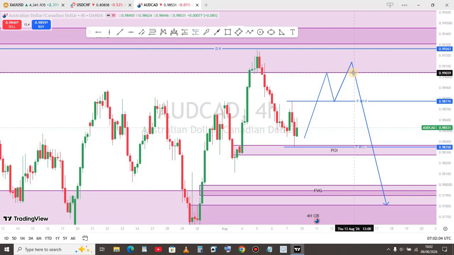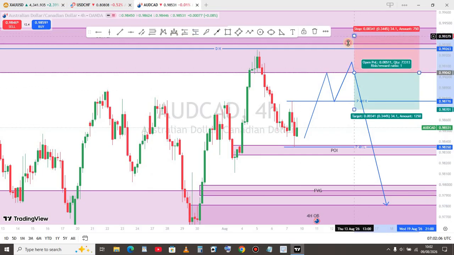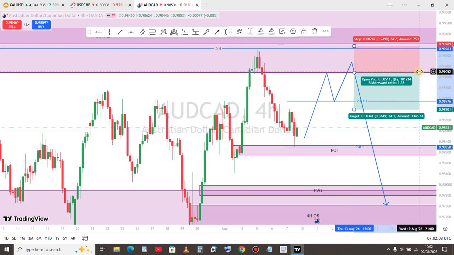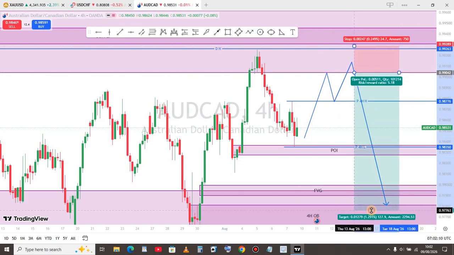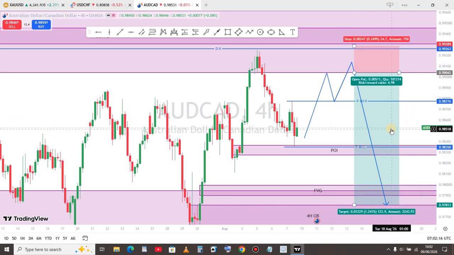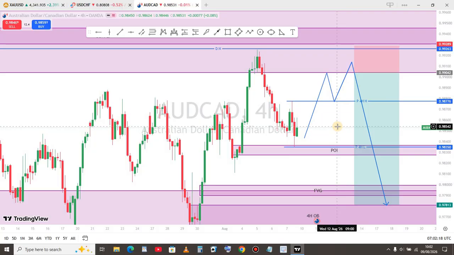I'm going to enter from this place with a stop loss above this level high, and then I target this support level where there's a fair value gap and an order block. So this is a 1:4 or a 1:5. That's my anticipation on this chart.